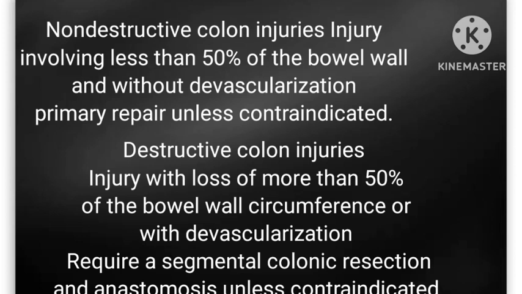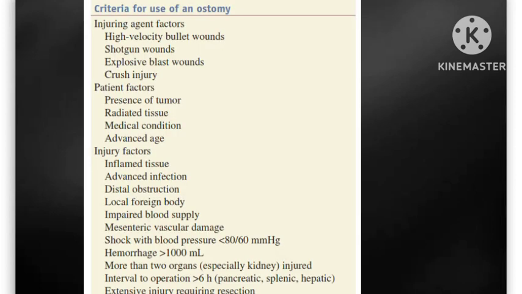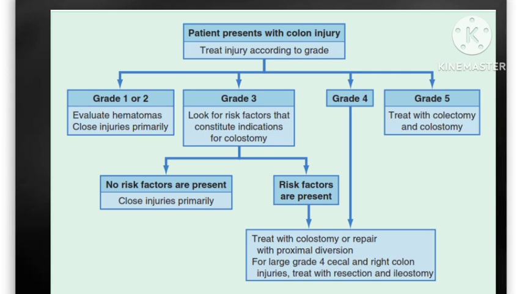We'll see on the table the factors that usually increase the risk of leak, and so indicate colostomy. Those are injury factors, patient factors, and mechanism of injury factors. From these: mesenteric vascular damage, shock upon presentation, hemorrhage greater than 1000 ml, more than two organ injuries, especially kidney, and an interval between injury and operation greater than 6 hours. So we have to do diversion colostomy, or resection and anastomosis.